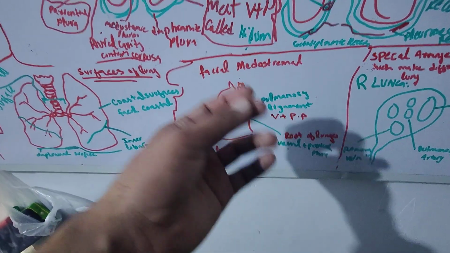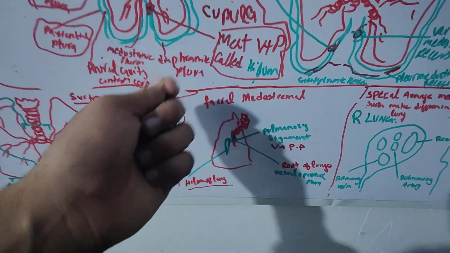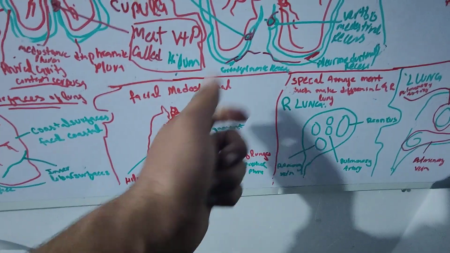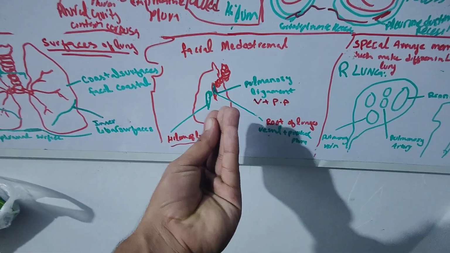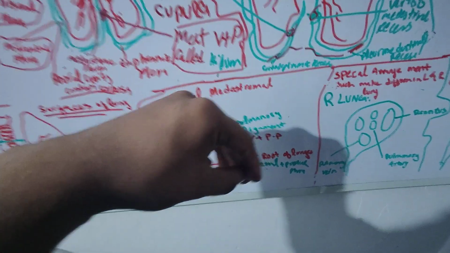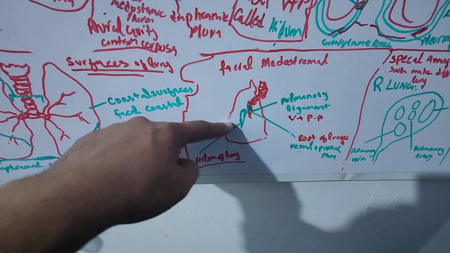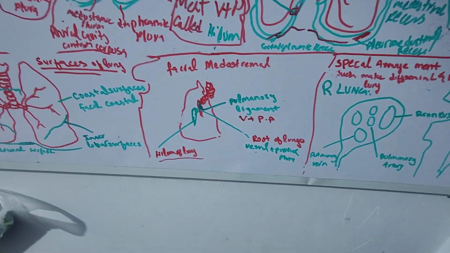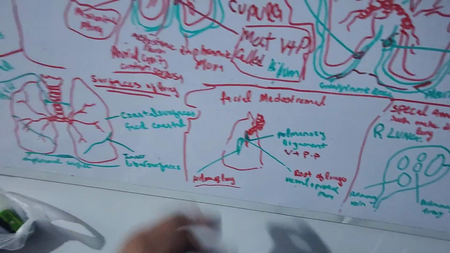How is it made? The pulmonary ligament is made when the visceral pleura and the parietal pleura join. The point where they meet is called the hilum of the lung. Then they make the pulmonary ligament. This is present on both the left and right side of the lung.